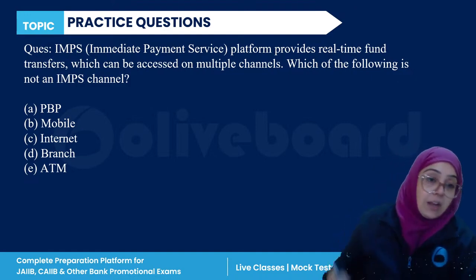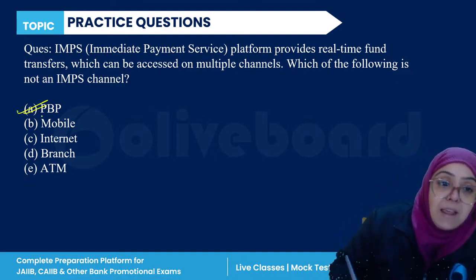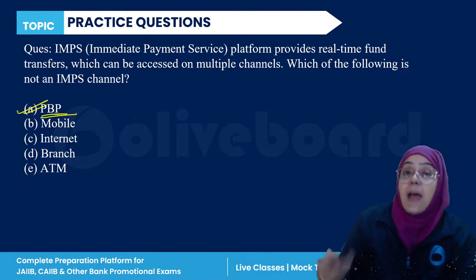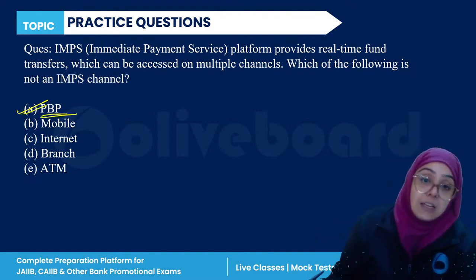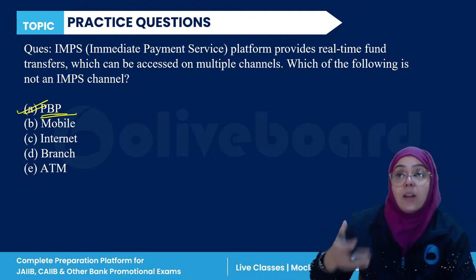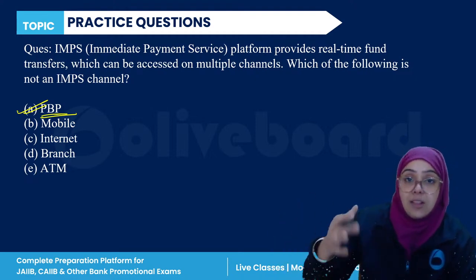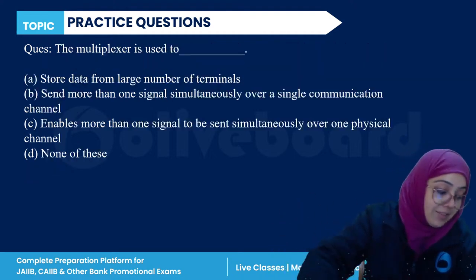So if we talk about the correct answer, A, PBP is not a channel for IMPS. Mobile internet, branch, ATM, we can use all of these for the Immediate Payment Service, not the PBP. So A is the correct answer.